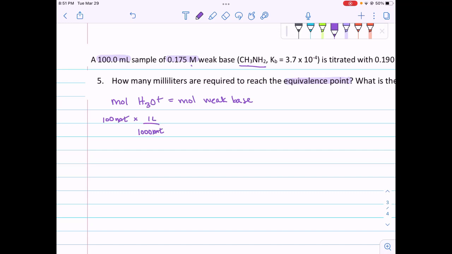So milliliters are gone. Now that we're in liters, we know that molarity is really moles divided by liters. So let's multiply by our molarity. So this will be 0.175 moles over 1 liter. And now if we plug all this into our calculator, we should get 0.0175 moles. And this is our moles of weak base present, but at the equivalence point, this is also how many moles we need to be present of strong acid, which is our HNO3.